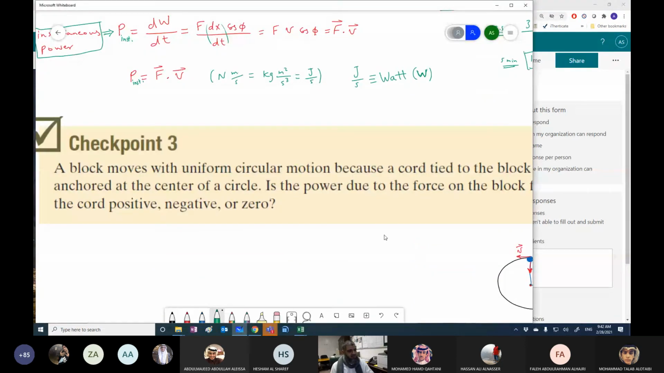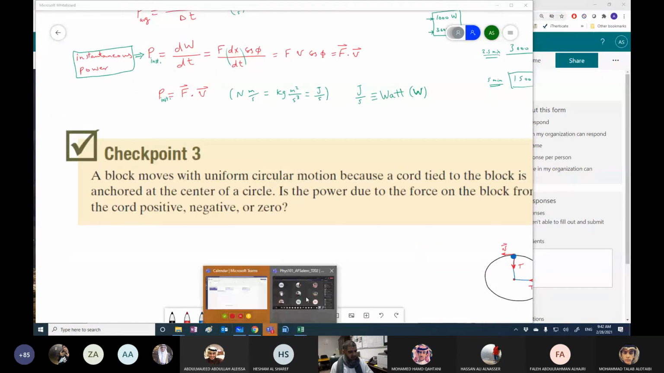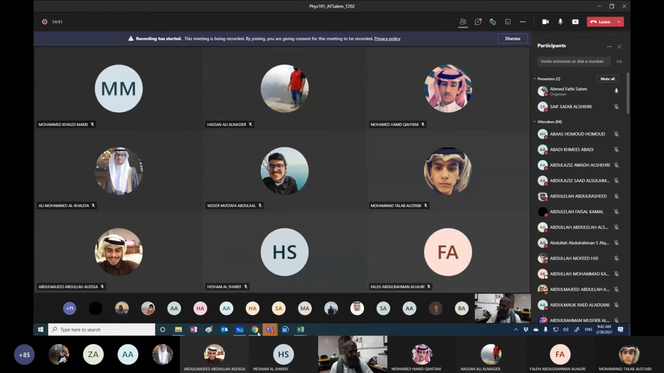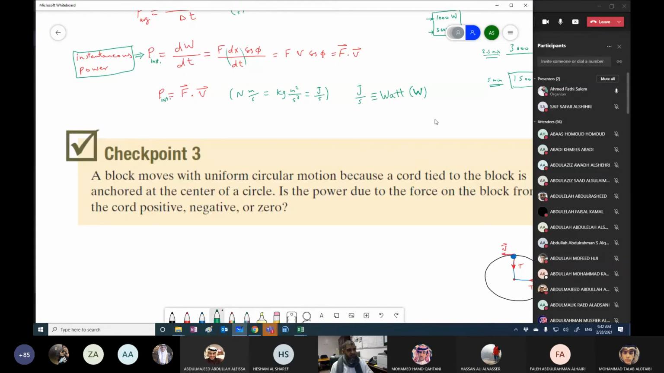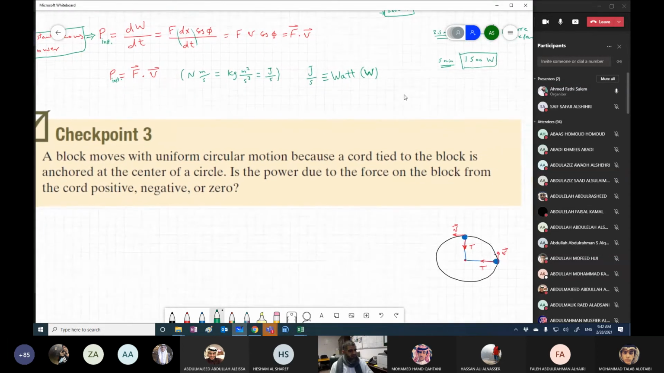Okay, let us take this checkpoint. Here we have a block that moves with uniform circular motion because a cord tied to the block is anchored at the center of a circle. We have a block tied to a string and moving in a circular path. Is the power due to the force on the block from the cord positive, negative, or zero?